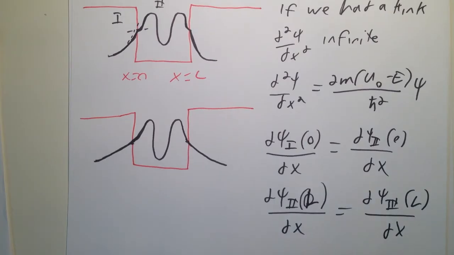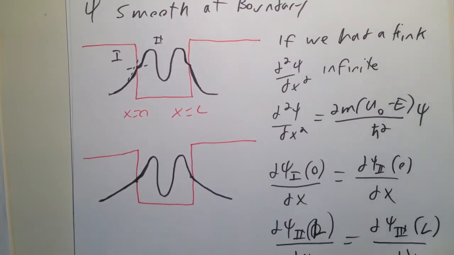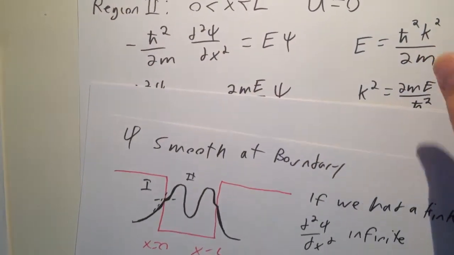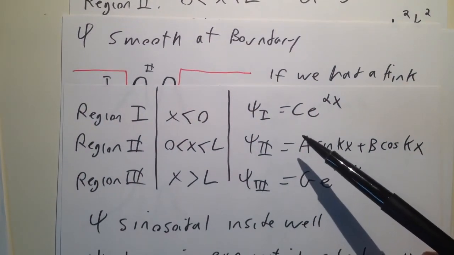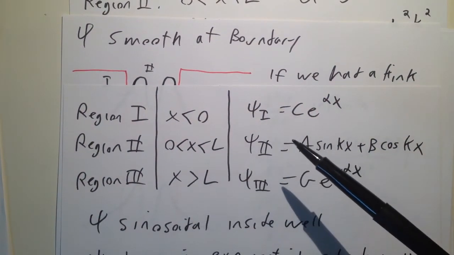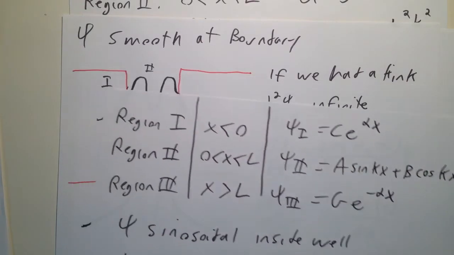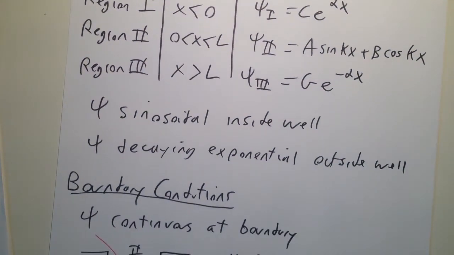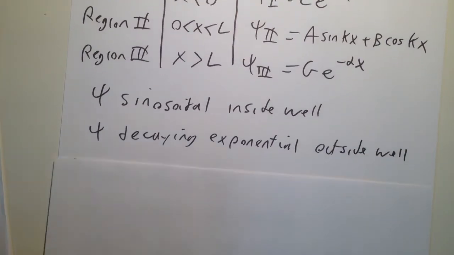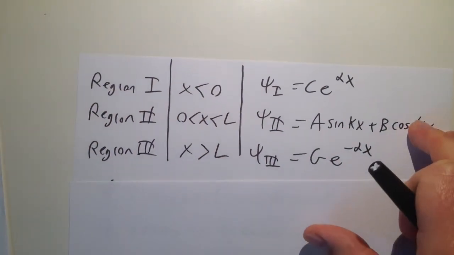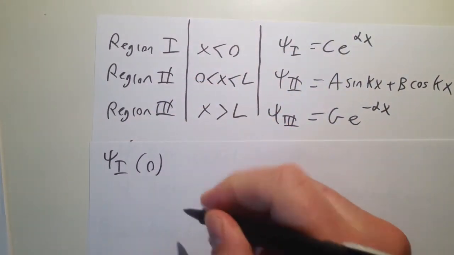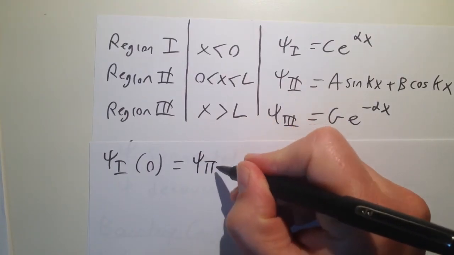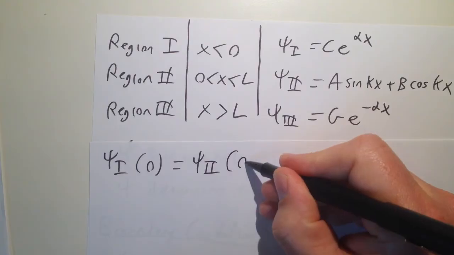So okay, now we have these two boundary conditions, and we have all these different regions, so we basically have to figure out what these constants are by applying these boundary conditions. So let's do that. Okay, so here are three regions, and our first boundary condition was that the wave function in region 1 at that boundary at x equals 0 has to be equal to the wave function inside the well in region 2 at that boundary.